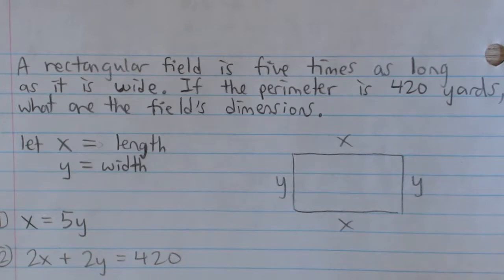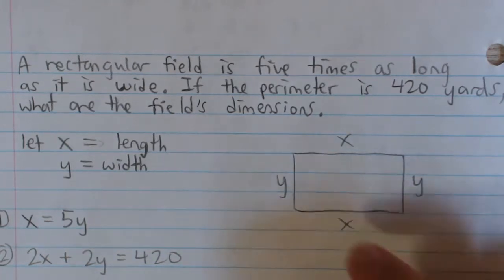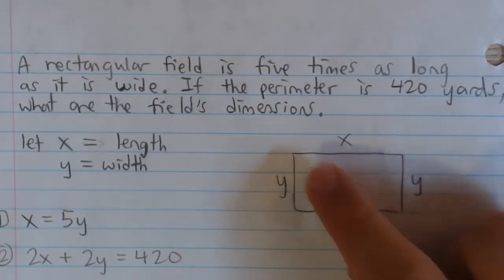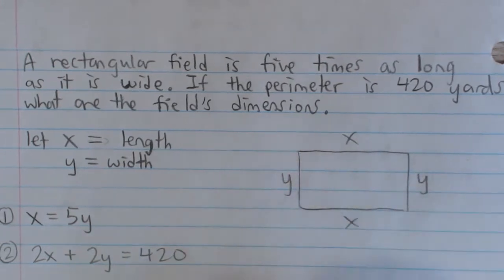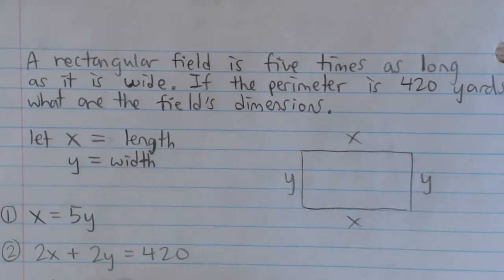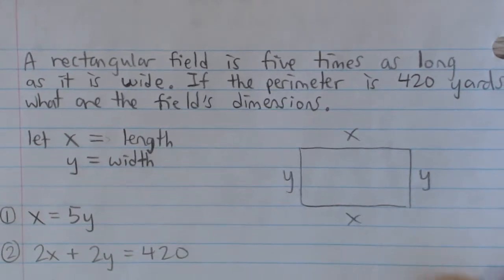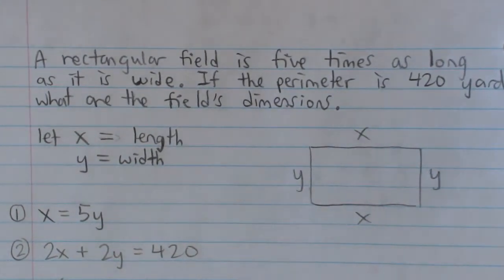And it says the perimeter of the field is 420 yards. Perimeter means the sum of all the side lengths, so x plus y plus x plus y. In other words, 2x plus 2y is the perimeter of the field, and that has to be equal to 420. So here are our two equations that we have to work with.